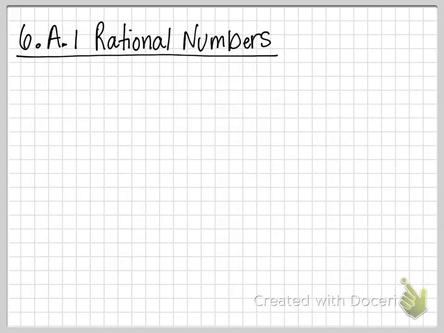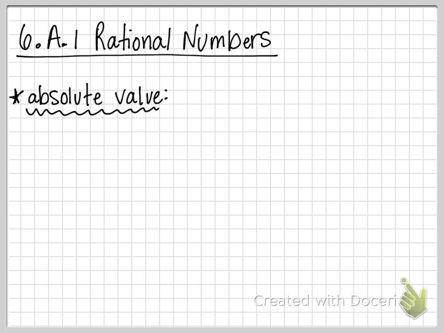So we're going to start with just a general overview of rational numbers and a review of absolute value. Does anyone remember with a hand what absolute value means? Sort of the mathematical definition. The distance that it was from 0. Very good. The distance that the number is from 0 on a number line.